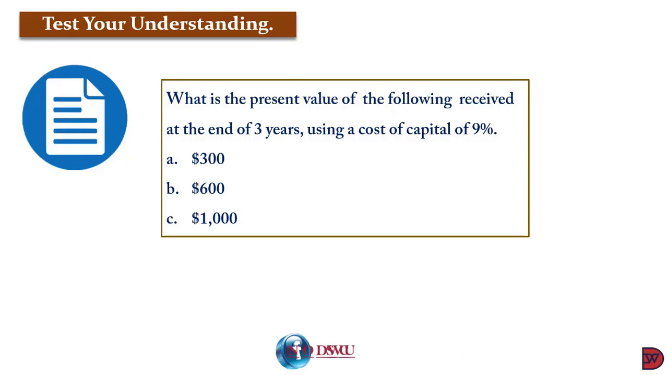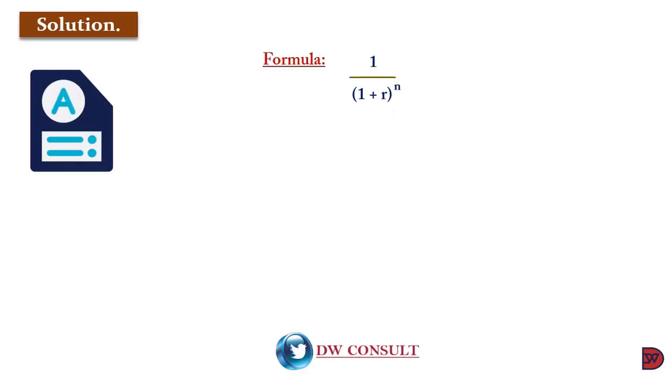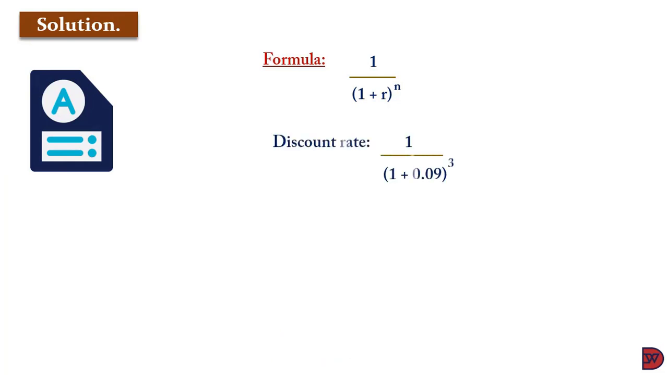So the cost of capital is the discounting rate. So $300, $600, and $1,000. So 3 years using cost of capital of 9%. You can use the formula to find the discount rate, which is 1 divided by 1 plus r raised to the power n. So it will give you 1 divided by 1 plus 0.09 raised to the power 3, which is 1 divided by 1.09 raised to the power 3. So the discounting factor will be 0.7722.